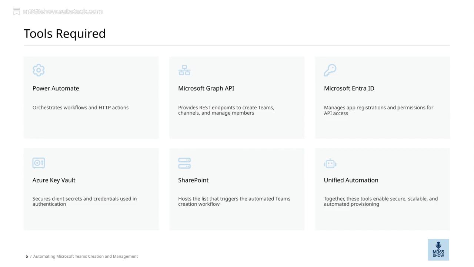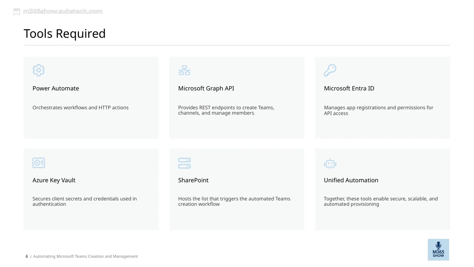Next, SharePoint plays a crucial role in securing our clients' secrets and credentials. Since authentication involves sensitive information, SharePoint helps keep everything protected and organized. Then there's Azure Key Vault, which manages our app registrations and permissions for API access. It's like a secure vault for all the keys and secrets needed to interact with the APIs safely. Moving on, Microsoft Entra ID provides the REST endpoints that allow us to create teams, set up channels, and manage members. This is the interface we're using to perform these actions programmatically.